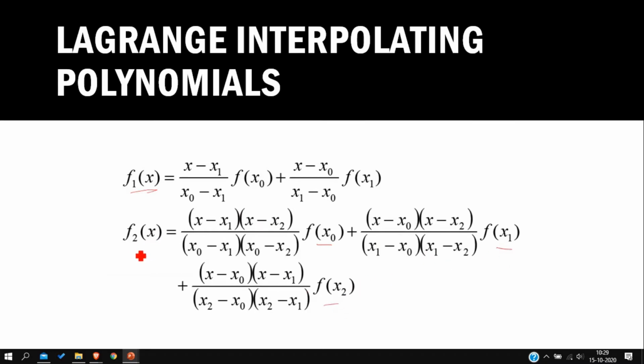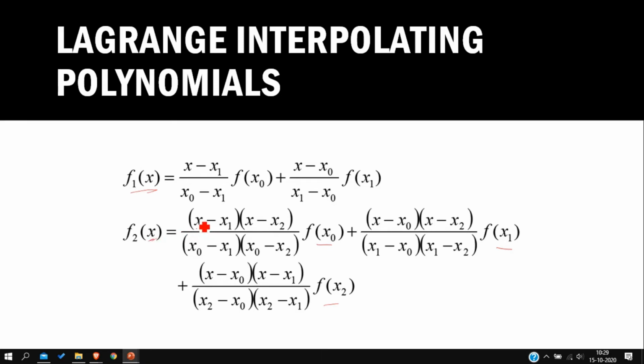If f3 of x is given, then f of x3 will be there. On the top, the numerator will be x minus x1, x minus x2, etc. So if it is quadratic, there will be only 2 terms. In this case, the x is constant. This x is the same as this x.